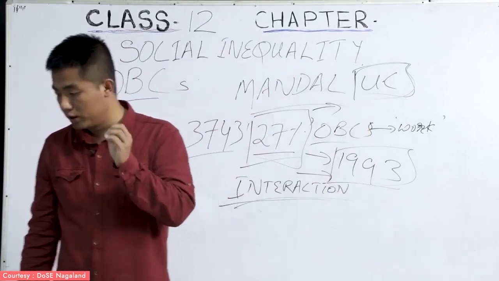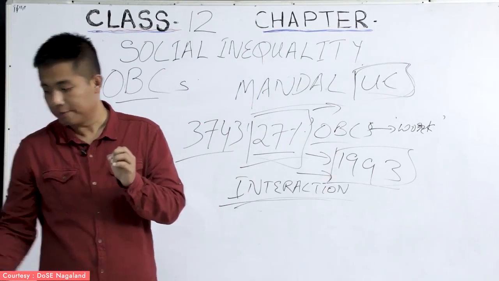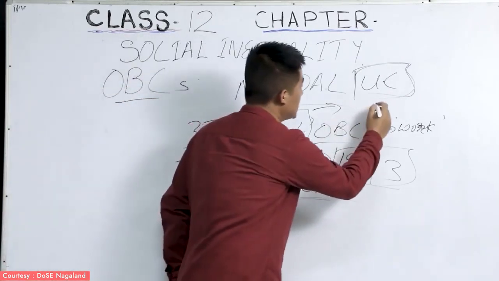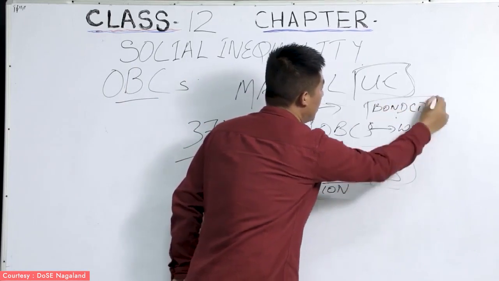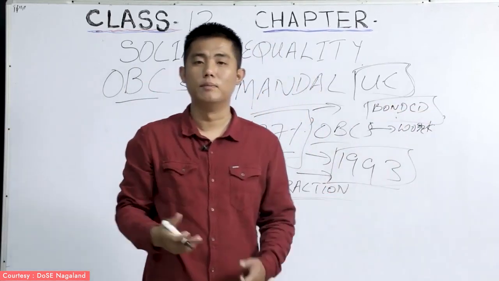Now, depending on the upper caste had something which was called casual bonded labor. So, what does bonded labor mean here?